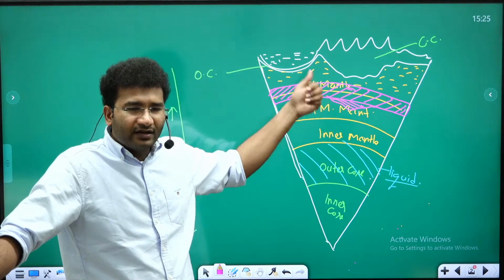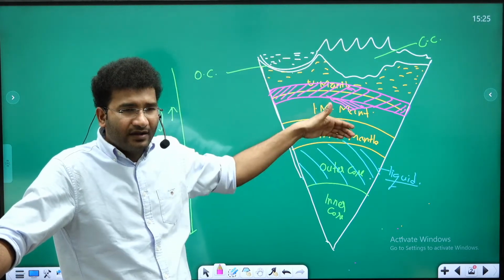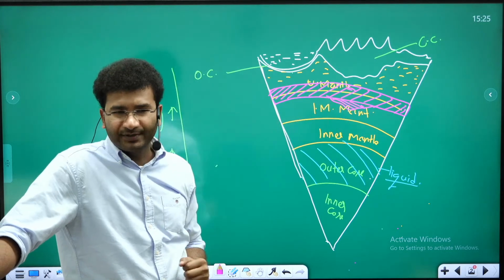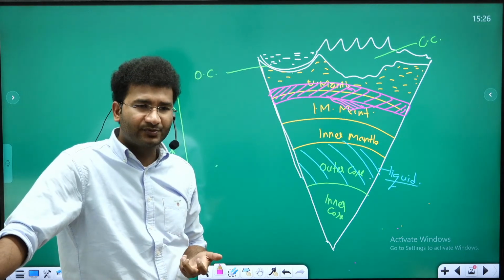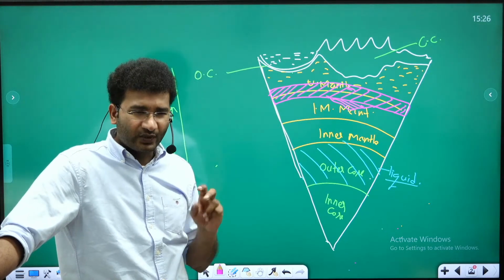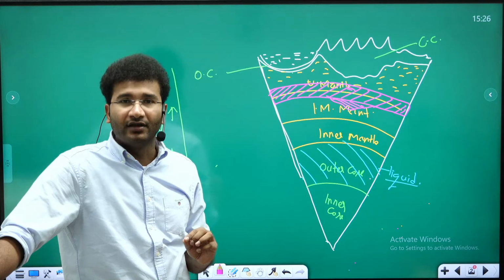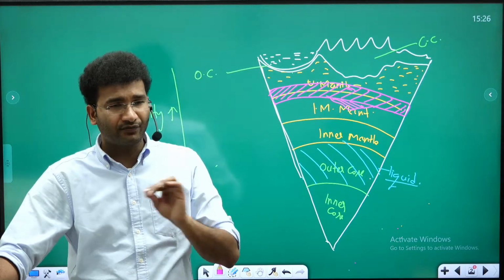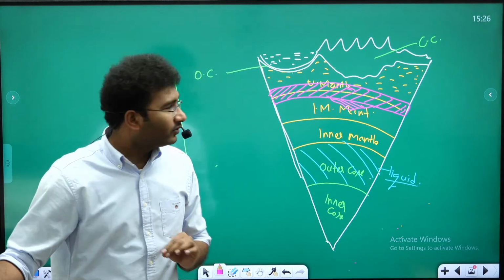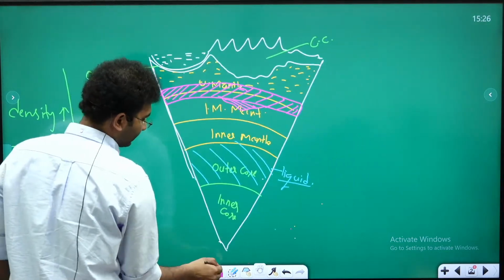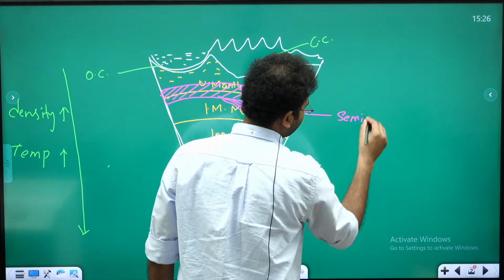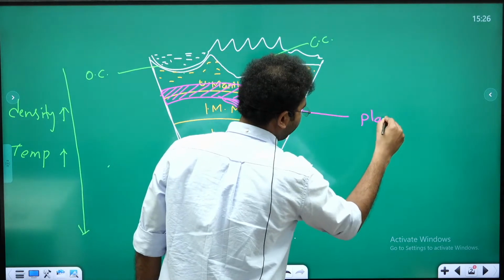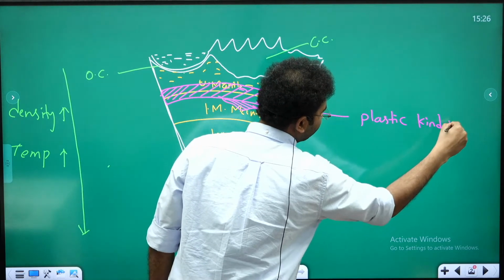Now, I have told you that Earth is divided into crust, mantle, and core. But now I am telling that there is a different layer called asthenosphere. Where did this asthenosphere come from? Now, what is the composition of the asthenosphere? See, there are 2 different compositions. One is chemical composition, other is the mechanical composition. Whenever you find the word asthenosphere, it is an indication that it is the mechanical composition of the Earth, right? So, this asthenosphere is a plastic kind of material.